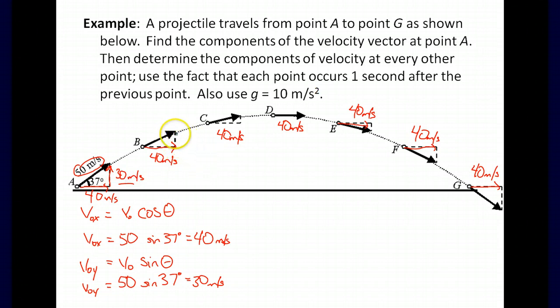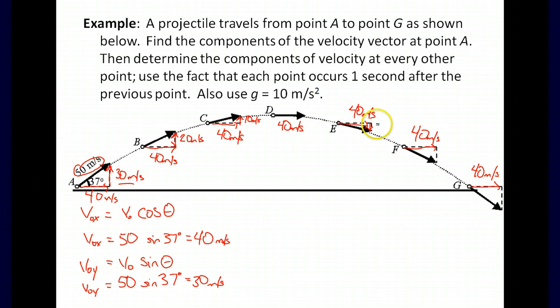Now, at the next second, what will it be? Well, since it's accelerating, it will be 10 meters per second less, so it'll be 20. And right here, this vertical component will be 10. And then here it's going to be 0. There's no vertical velocity at that point. It's all horizontal.